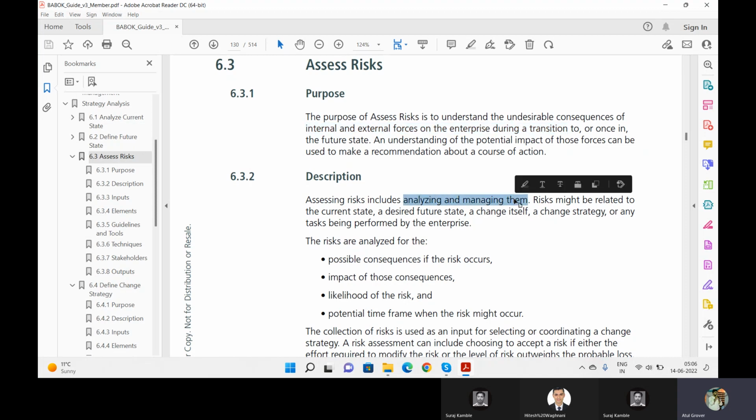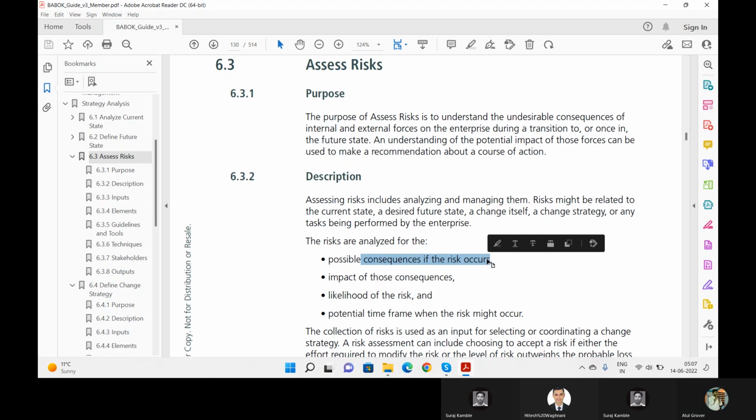If you remember, we did a technique called risk assessment as well, right? We did a topic called risk assessment, where we say that we have to find out the risk, we have to clarify the risk, then we have to mitigate the risk. So something similar they are talking about here as well. The risks are analyzed for the possible consequences if the risk occurs, impact, likelihood, and potential time frame when the risk will occur.